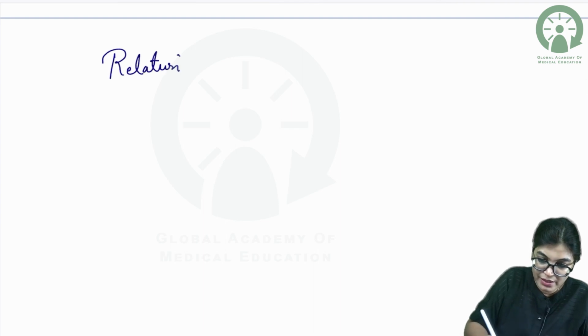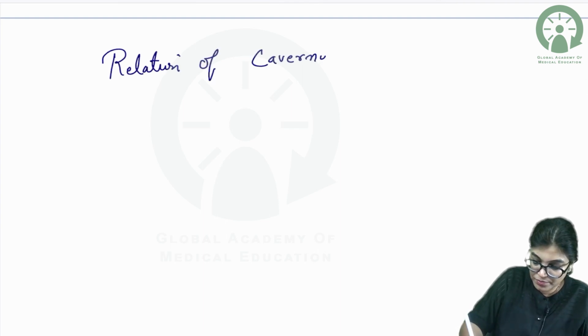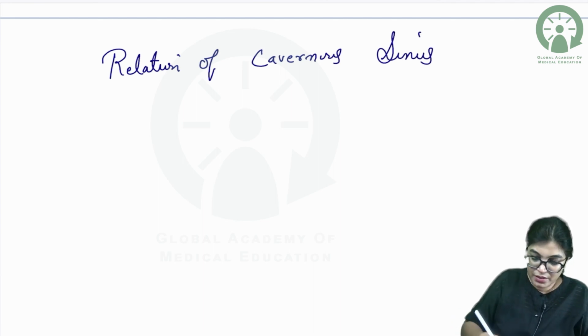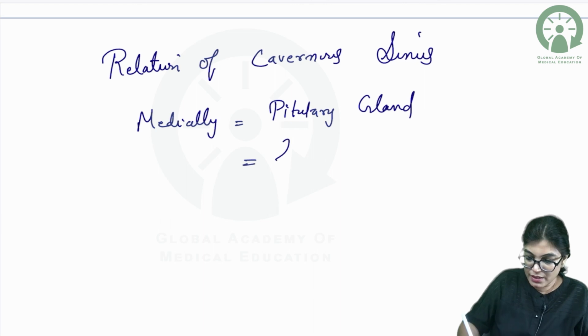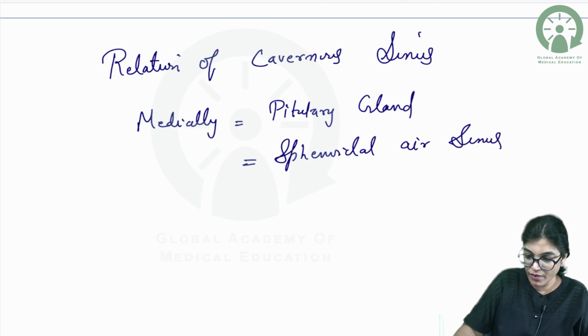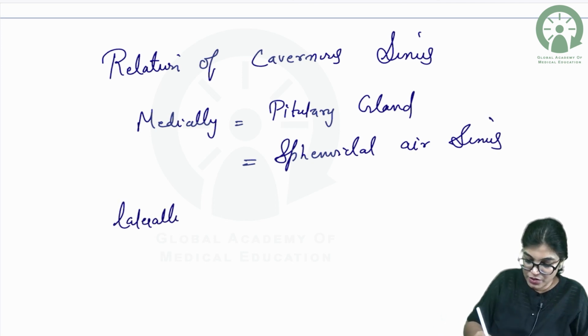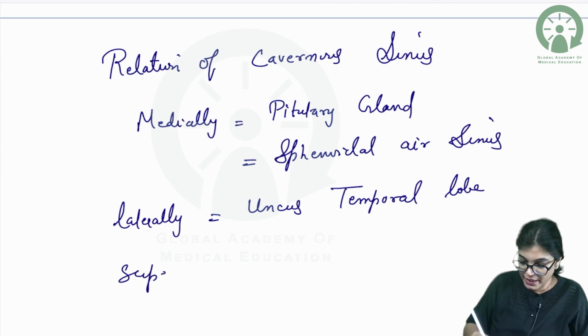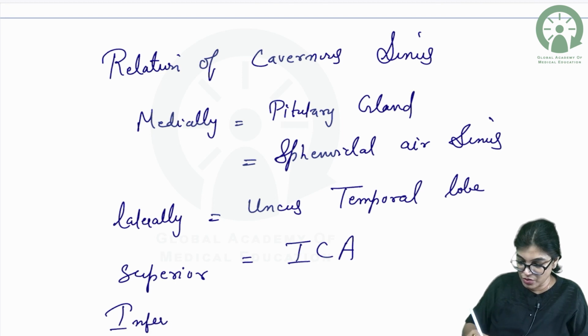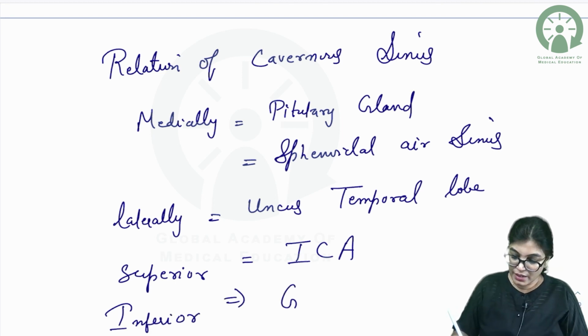Relations of the cavernous sinus. Medially it is related to the pituitary gland and the sphenoidal air sinus. Laterally it is related to the uncus part of the temporal lobe. Superiorly it is related to the internal carotid artery. Inferiorly it is related to the greater wing of the sphenoid.